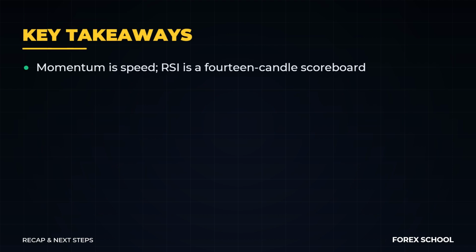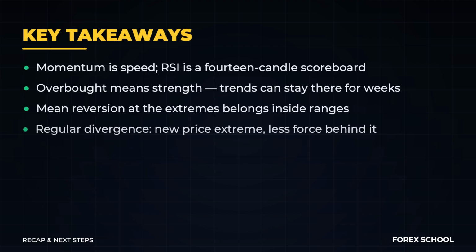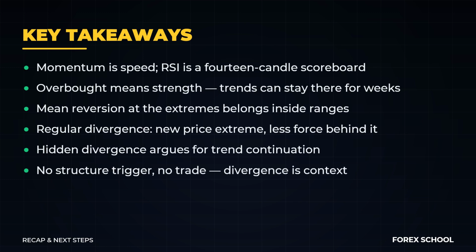Let's gather the whole course onto one page. Momentum is the speed of price change, and RSI is simply a 14-candle scoreboard, average gain against average loss, squashed onto a scale from 0 to 100. Overbought means recent strength and nothing more. In a trend it is a continuation signature, and only in a range does mean reversion at the extremes reliably earn its keep.